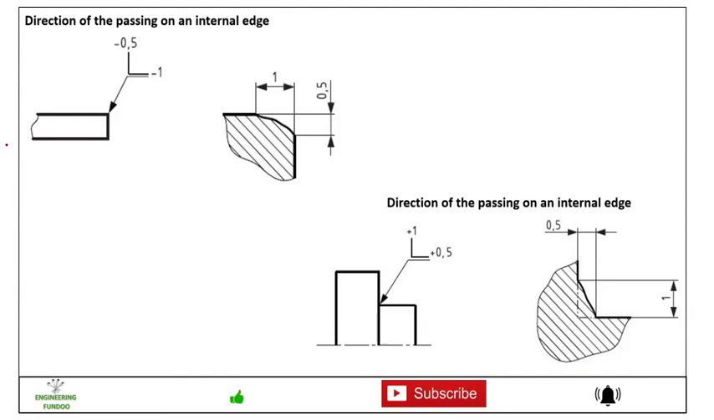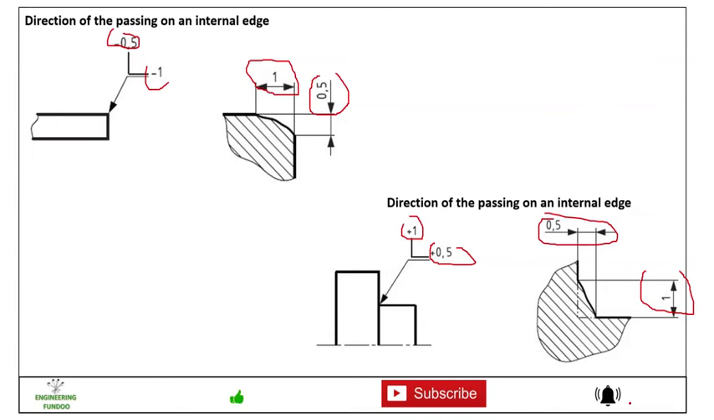Then we have direction of passing on internal edge. Here you can see -0.5, -1. So undercut -1, -0.5 is permitted. Then direction of passing on internal edge, you can see here it is 0.5 in this direction, and in the y direction it is +1. So this is how it is interpreted.